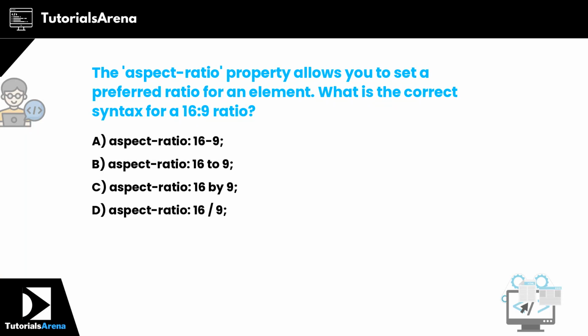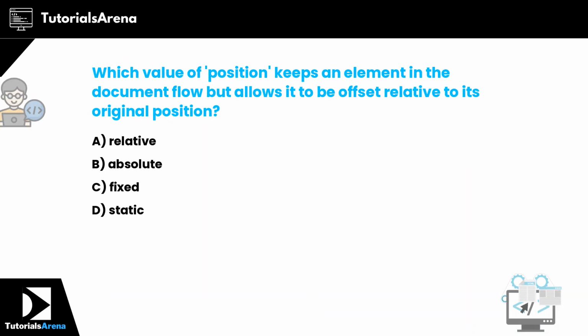The aspect-ratio property allows you to set a preferred ratio for an element. What is the correct syntax for a 16:9 ratio? The correct answer is option D, aspect-ratio: 16/9. Which value of position keeps an element in the document flow but allows it to be offset relative to its original position? The correct answer is option A, relative.